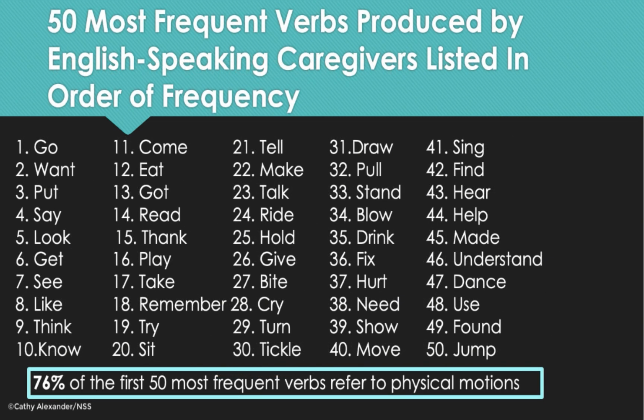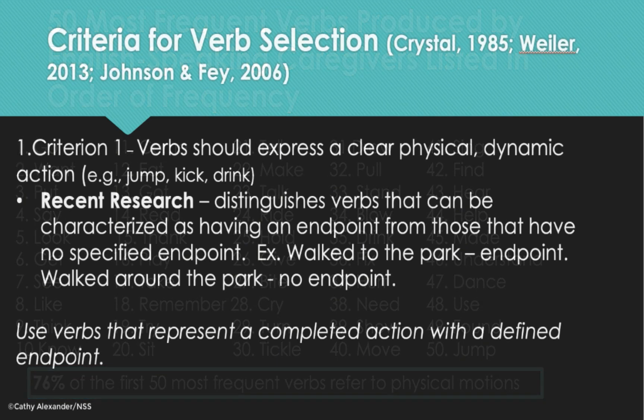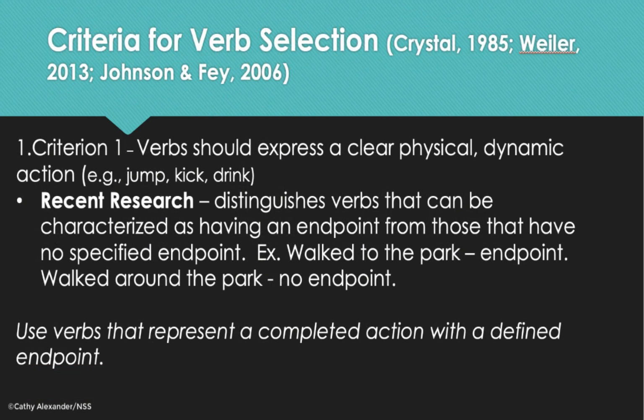This is a list of the 50 most frequent verbs produced by English-speaking caregivers listed in order of frequency. So you can see here that English-speaking caregivers, the number one word they used was go. Number 2, want. They also found that 76% of the first 50 most frequent verbs refer to physical motions. I will be reviewing Crystal's criteria levels for verb selections and reviewing the latest research. Okay, number 1. Verbs should express a clear, physical, dynamic action.